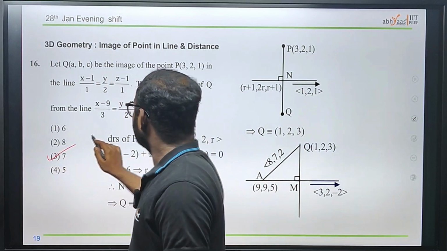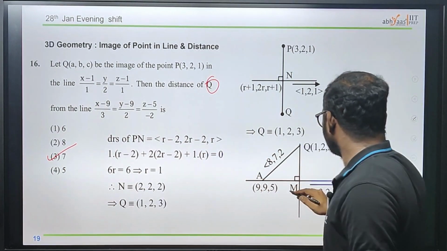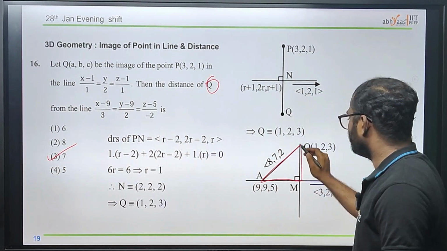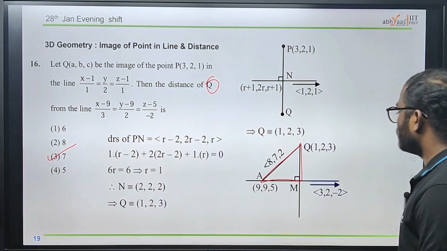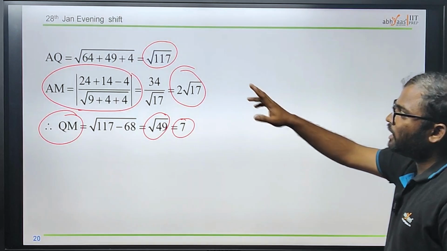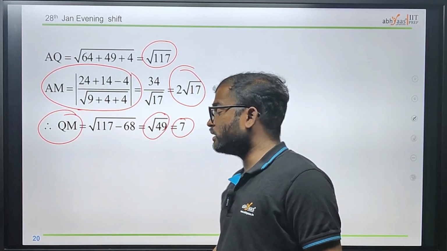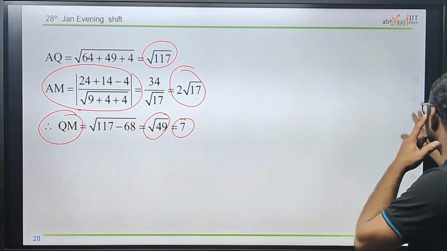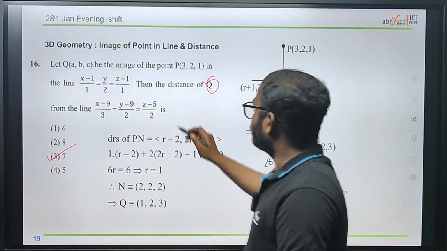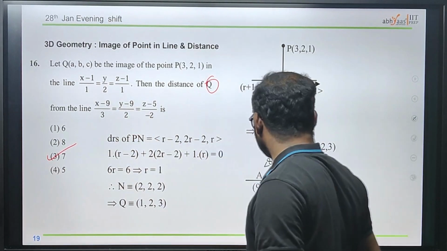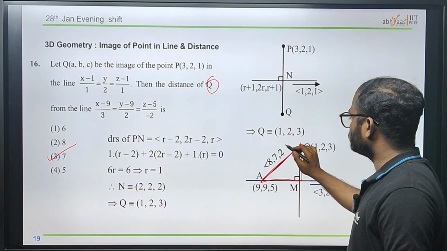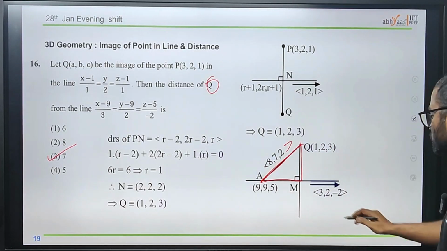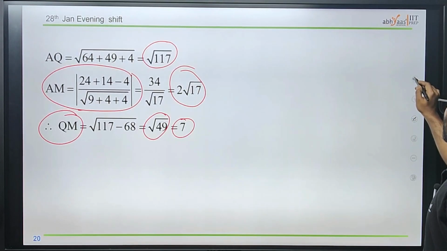That's how we got it. Just see here, Q A M. Firstly we just took the QA and QM. See here, AQ and AM we have taken. Finally we just find the QM, which is the distance of the point from this line. This is the direction ratio of this line.